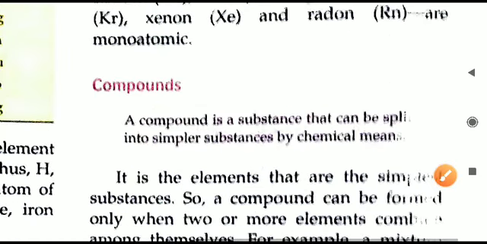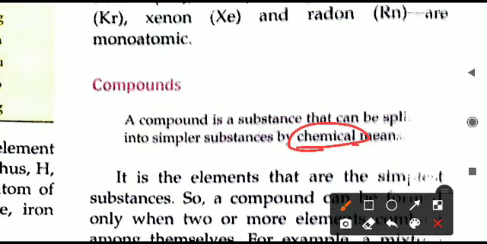In the definition also, if the compound definition is there, don't forget to write this word. We can break the compound into simple things. We can break the compound into respective elements from which it is formed. But how? Only and only by chemical means or chemical changes.